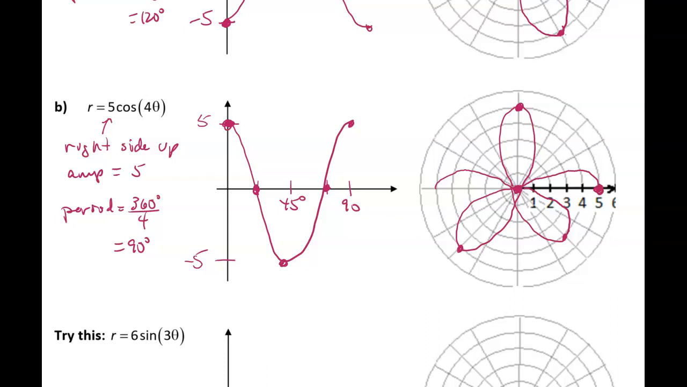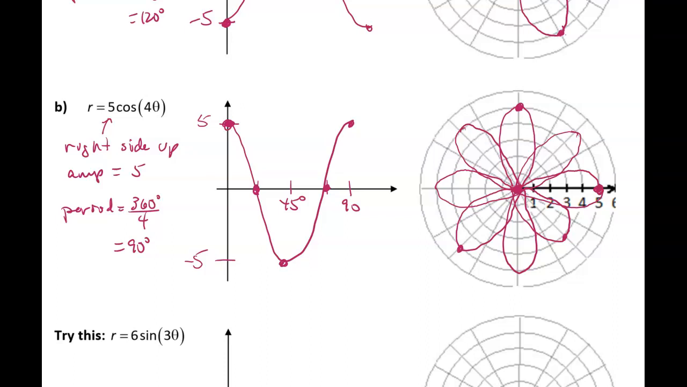On the next 45 degree interval, the graph's going to go from positive 5 back to negative 5, back to 0, and then, I'm sorry, positive 5, back to 0. And we can see where that empty 45 degree spoke is, and then we finally finish out the graph here.